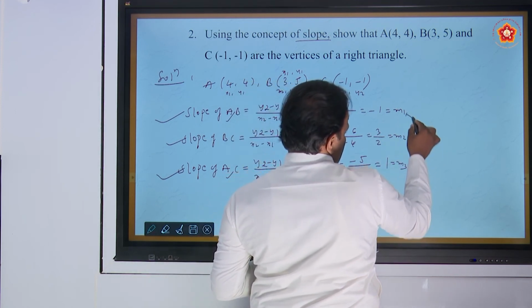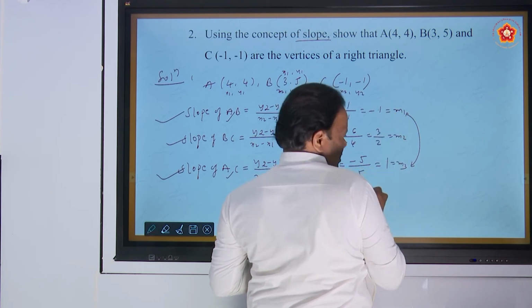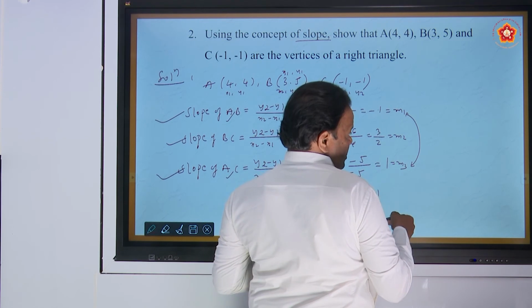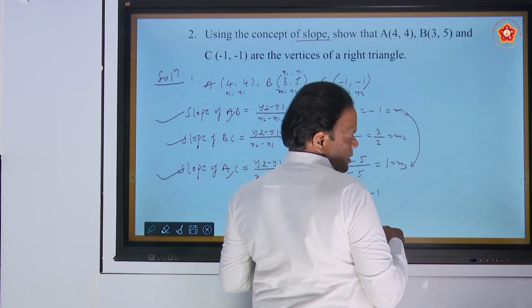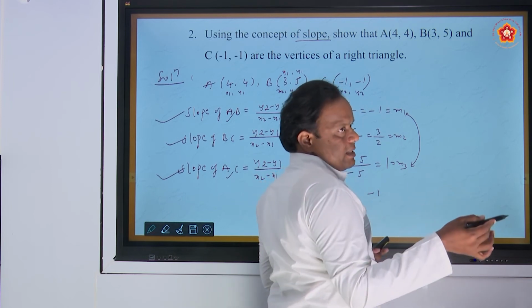here these two, M1 into M3, how much? Minus 1 into plus 1 is minus 1. You have to multiply these two, we get minus 1. Means the product of slopes is minus 1. Clearly we say that the two lines are perpendicular. If the two lines are perpendicular in the triangle, if one angle is 90 degrees, then we say that this is a right angle triangle.